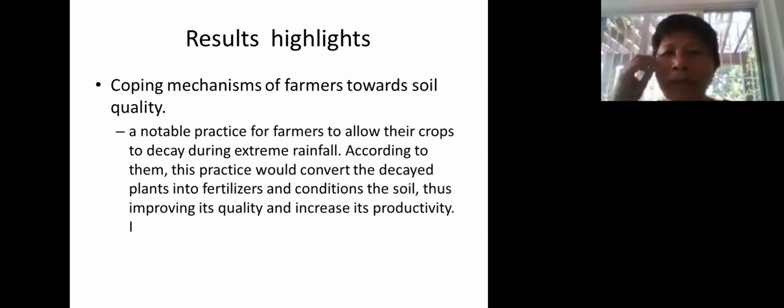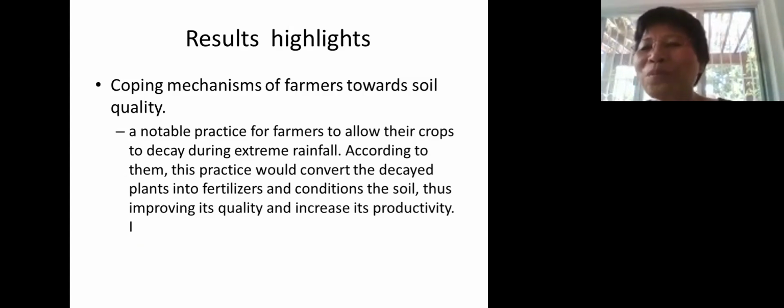What about the coping mechanism of farmers toward soil quality? What do they do? They allow their crops to decay during extreme rainfall. They let them decay. And according to them, this practice would convert the decayed plants into fertilizers and condition the soil, thus improving its quality and increasing its productivity. So they don't do anything about it. They just let it decay. And once it decays, according to the farmers, it actually can improve the fertility of the soil. This is when there is a lot of rain.